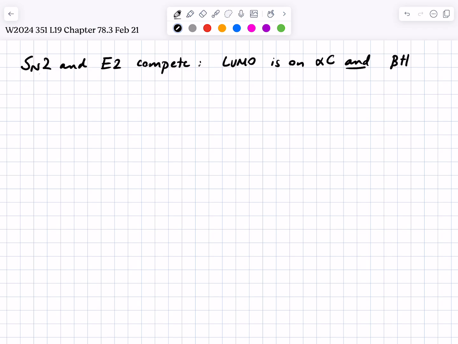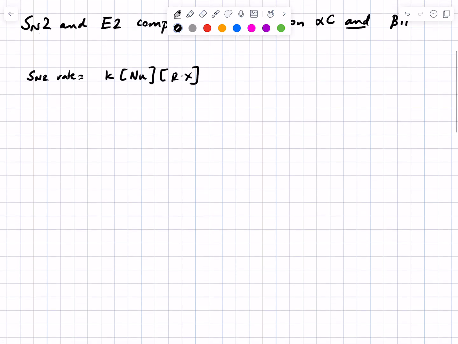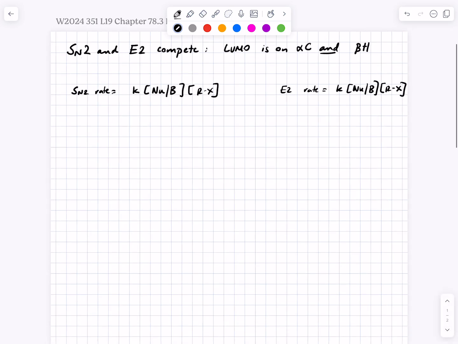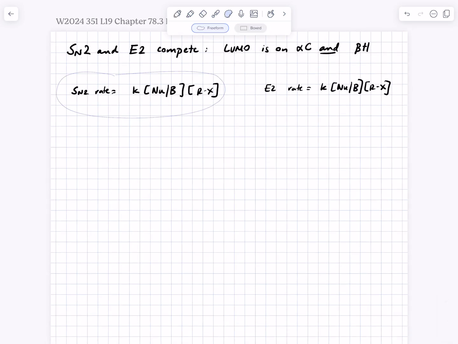To begin with, let's remember that the SN2 reaction rate depends on some rate constant, the concentration of the nucleophile, and the concentration of the alkyl halide. And we could say the same is also true for the E2 reaction, that the rate of E2 also depends on some rate constant and the concentration of the nucleophile. I'm going to broaden out the term nucleophile here, because in the E2 reaction, our nucleophile actually is acting as a Bronsted base to remove a proton from the beta carbon. So we'll just be general and say that the reaction depends on the concentration of nucleophile / base.